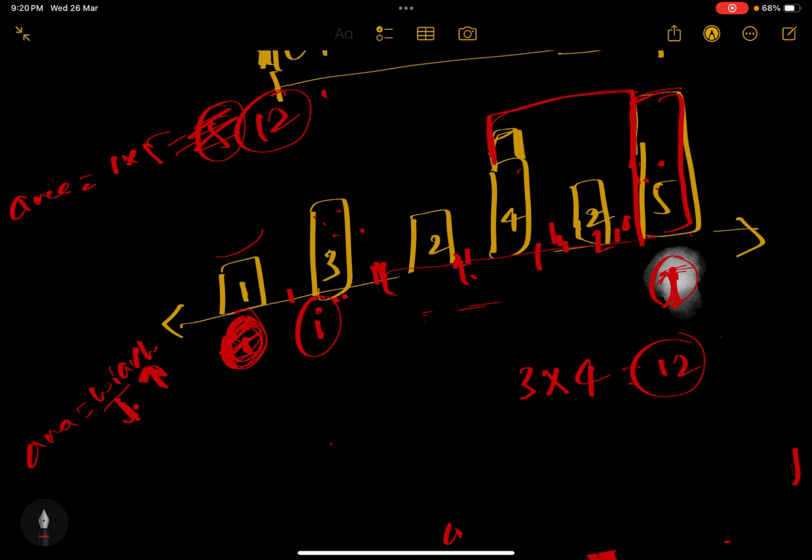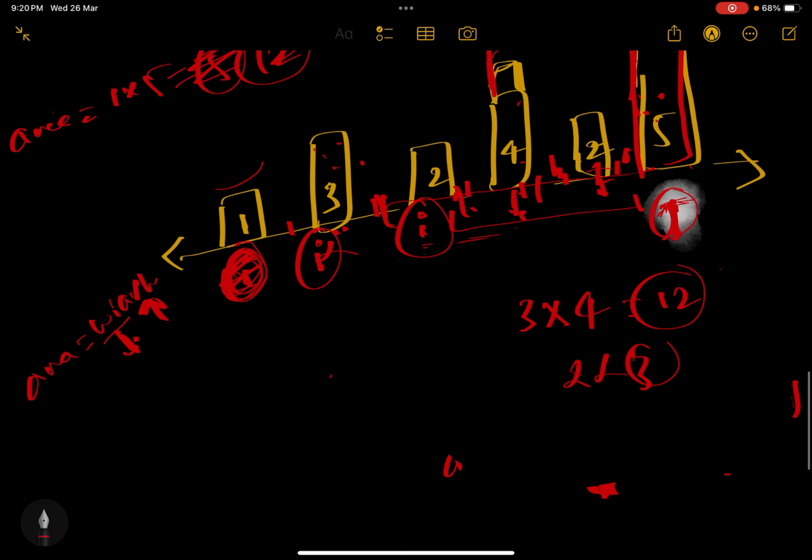Now where do I have to move? Again I's building is smaller and J's building is larger, so I will move I to this position. Again I will check: the minimum is 2 and the width is 3, so 3 into 2 is 6, but I have got 12 maximum, so I will not change this. Again I will come to 4, and check whether this one is small or 4 is small, so I will move.